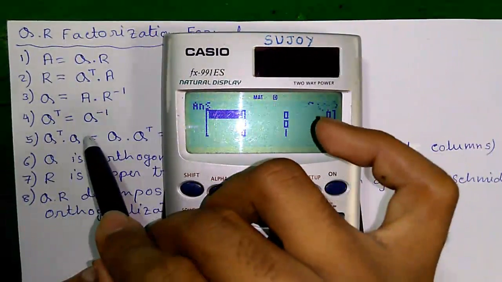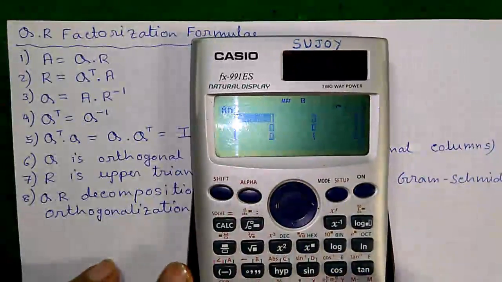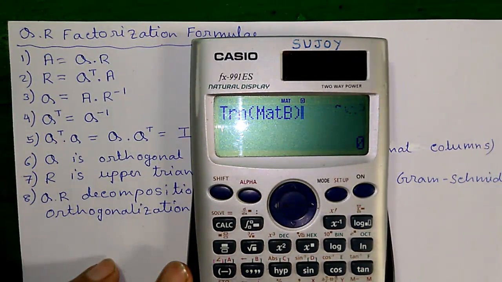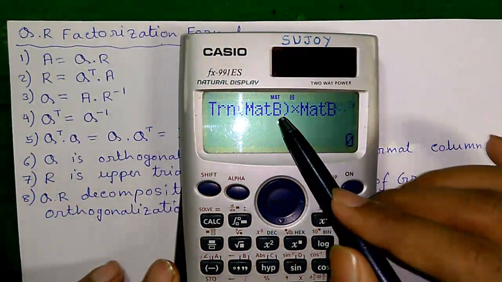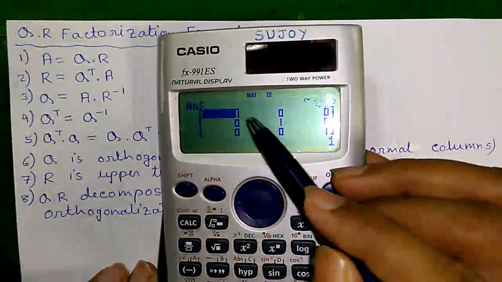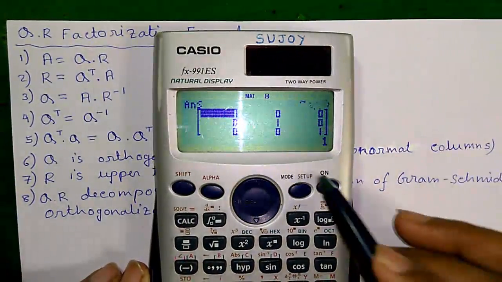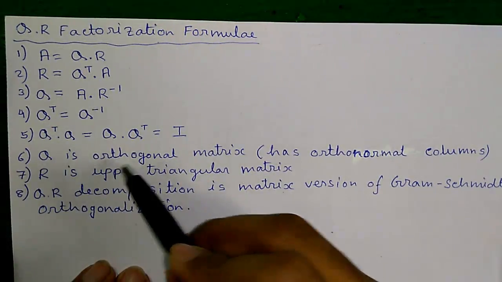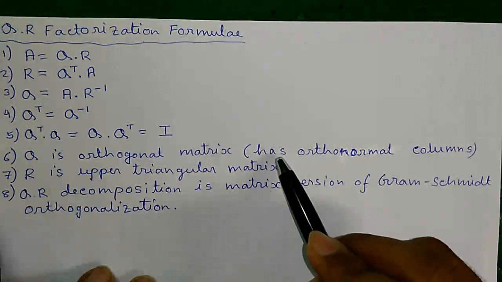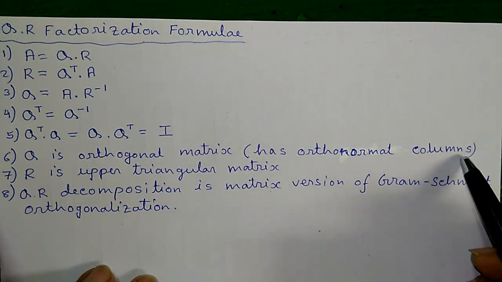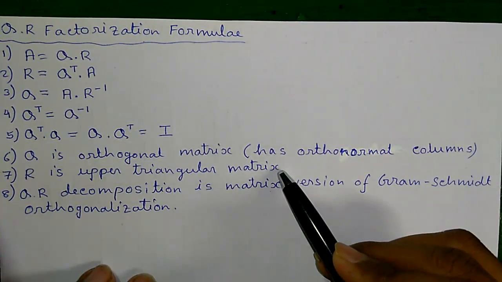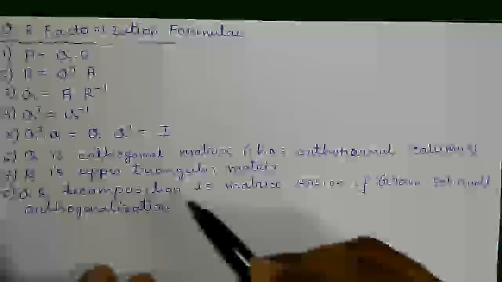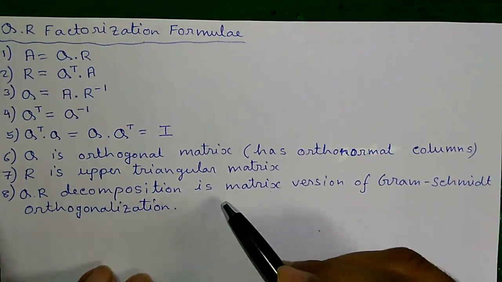Fifth property, Q transpose into Q equals to Q into Q transpose equals to matrix I. So Q transpose into Q equals to identity matrix, where the diagonal elements are 1, 1, 1 and every other elements are 0, which is true for this one also. Now sixth property, Q is orthogonal matrix, which has orthonormal columns. That means all the columns of Q are linearly independent of each other. Seventh property, R is an upper triangular matrix, where it has values in the upper triangle and lower triangular values are 0. 8th property, QR decomposition is the matrix version of Gram Schmidt orthogonalization.